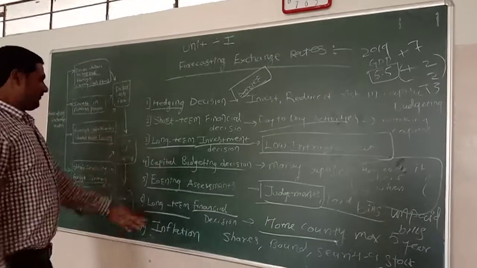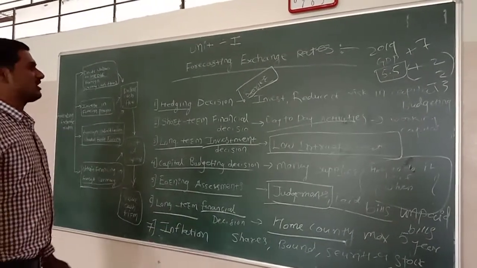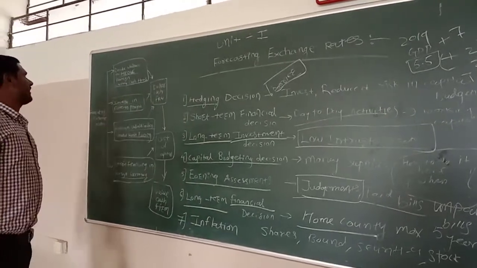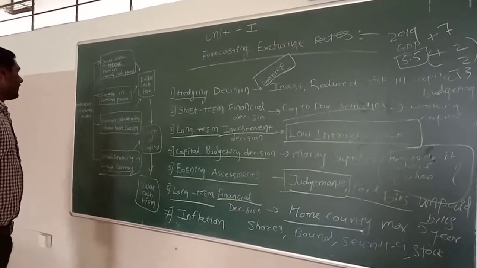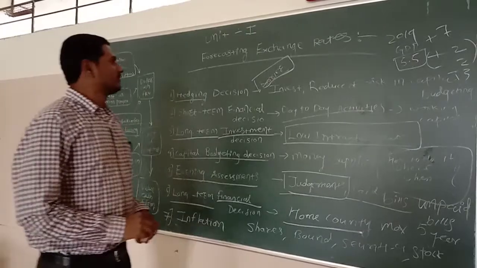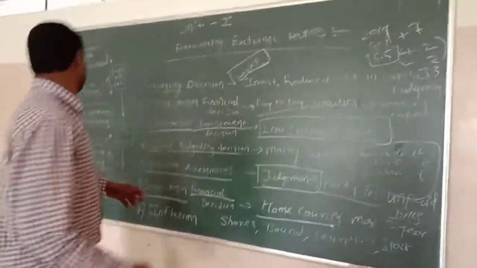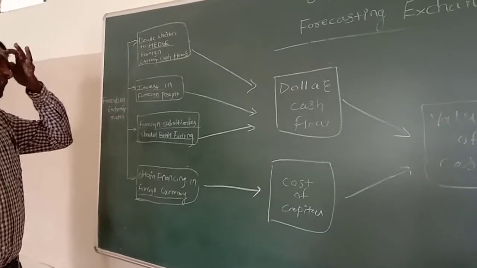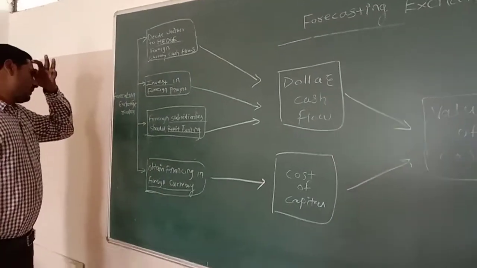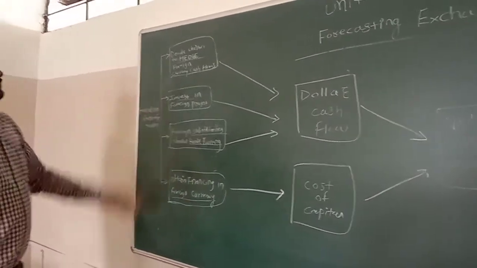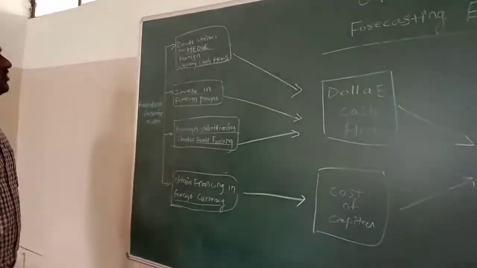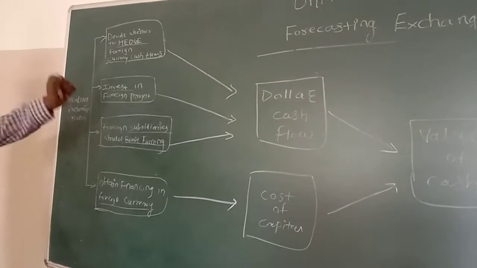Then inflation is also forecasting the exchange rate factors. So you can understand and describe it in a particular manner. We can understand the factors forecasting exchange rate. So next, which factors are dependent on each other? You can understand from the diagram.